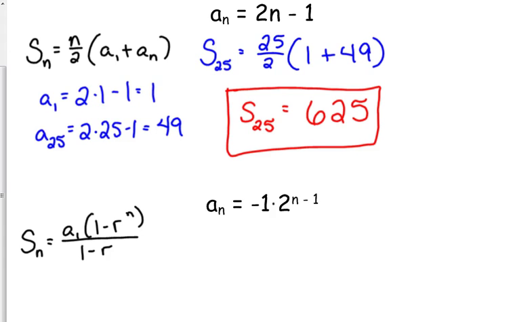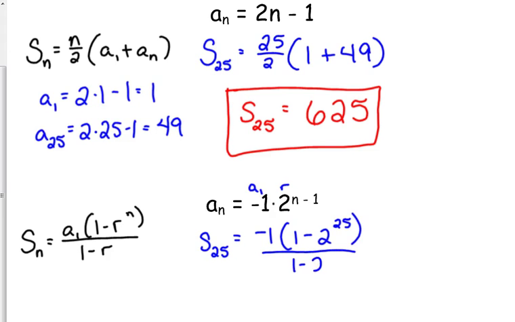Okay, so let's see here. We know n's 25, the first 25 terms. A sub 1, what's our first term? Isn't that this piece right here? Negative 1. 1 minus, what's our r? 2, that's the base. N is 25. Guess what? We really didn't have to figure anything out like we did on the last one. Everything was right there in our formula.